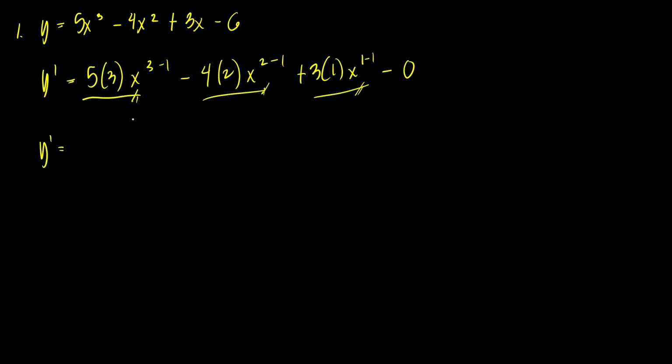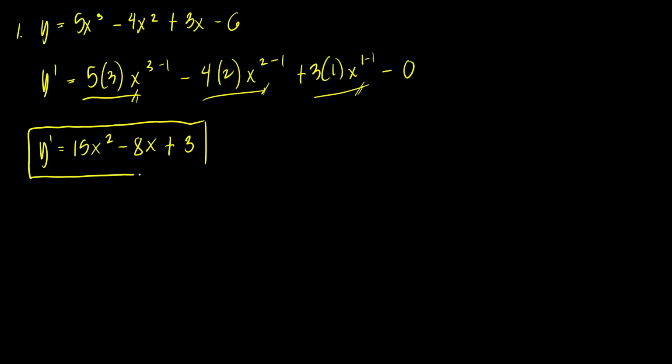So here we have 5 times 3 equals 15, x squared, minus 8x raised to 1, since 2 minus 1 is equal to 1, plus 3, since any variable raised to 0 is equal to 1. So therefore we would have our final answer, I think.